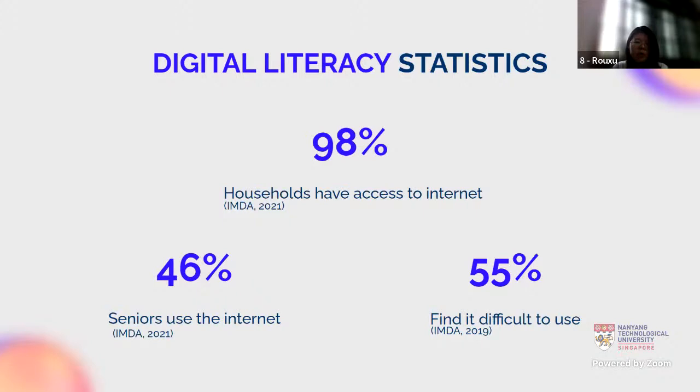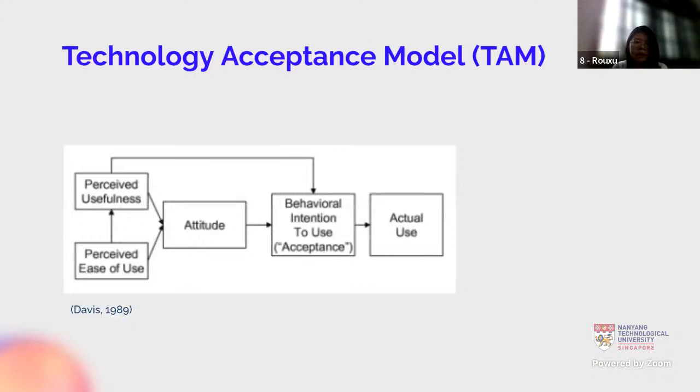With reference to the TAM model, this could mean that seniors are less able to understand the usefulness and ease of use of IT because of their low digital literacy skills. They form negative attitudes, such as technology anxiety, which might result in low use and thus lag behind the rest of the population in a digitalizing world.